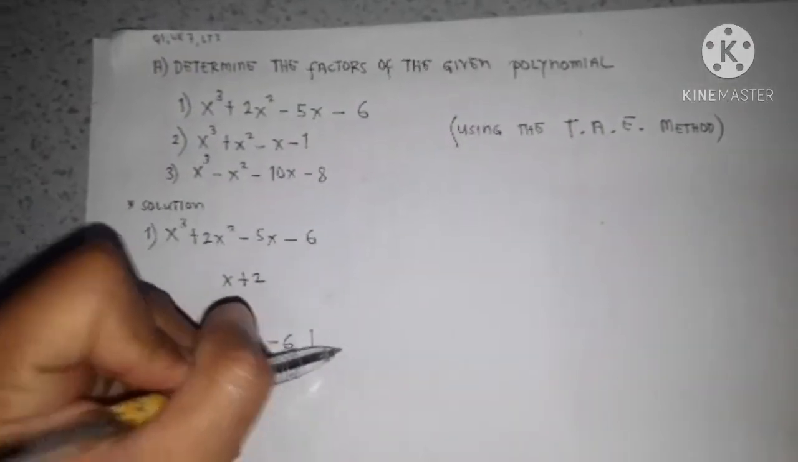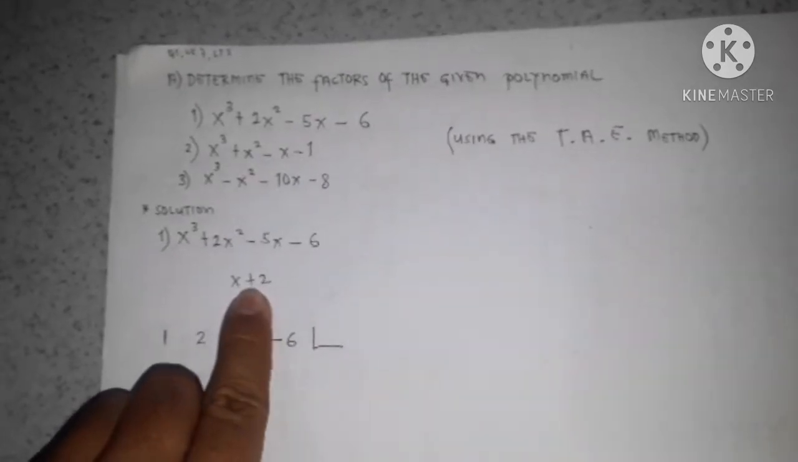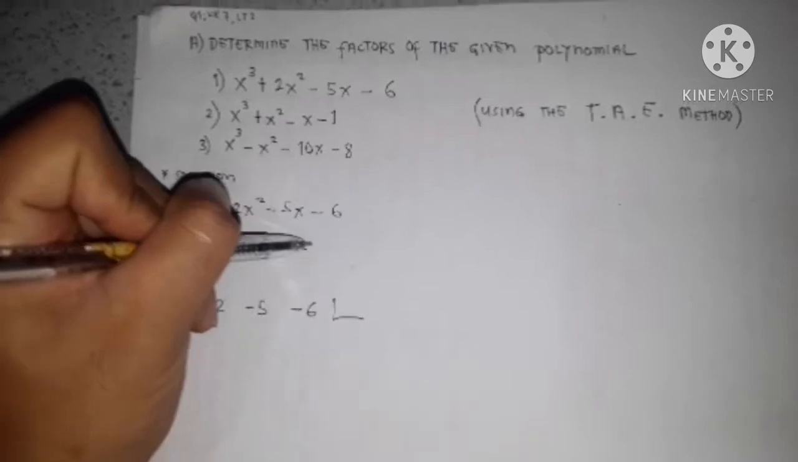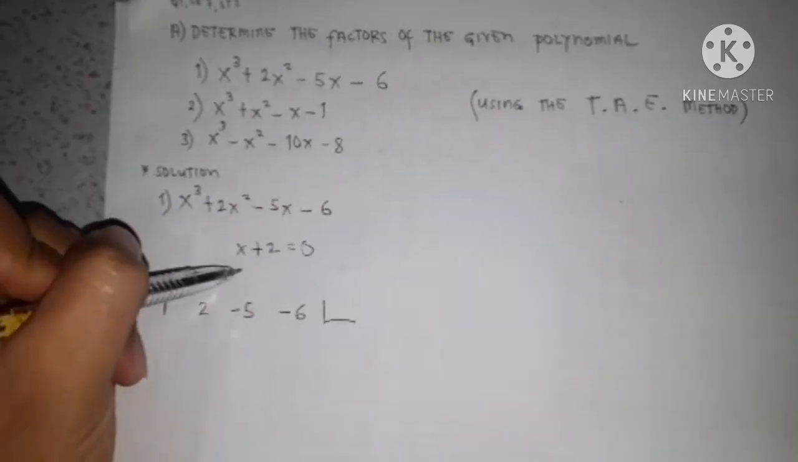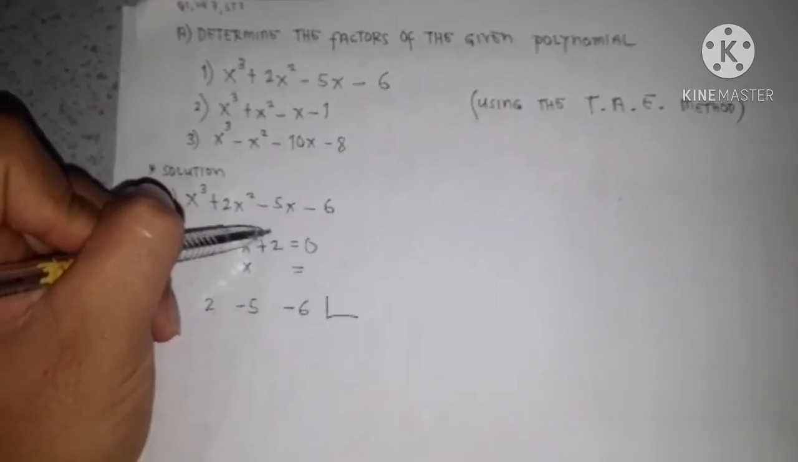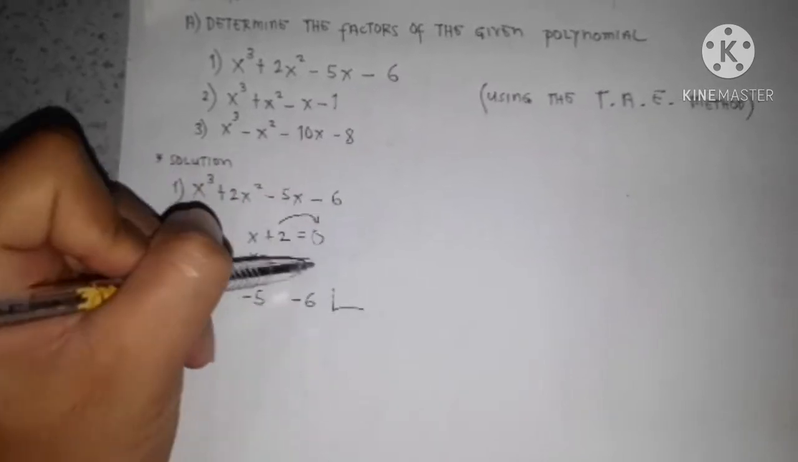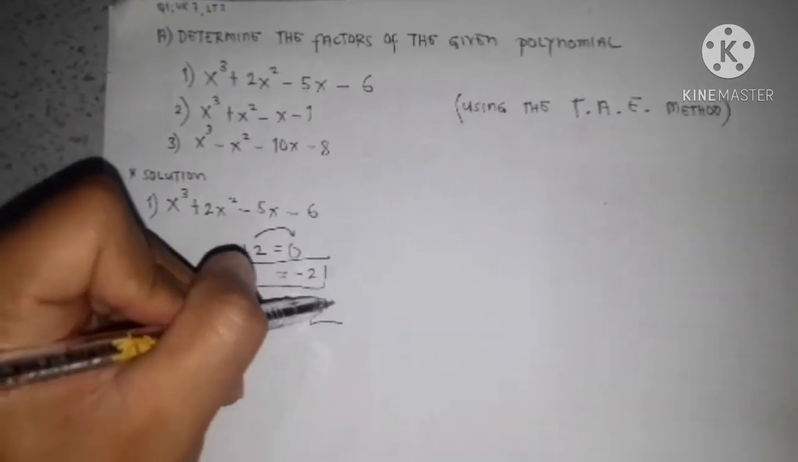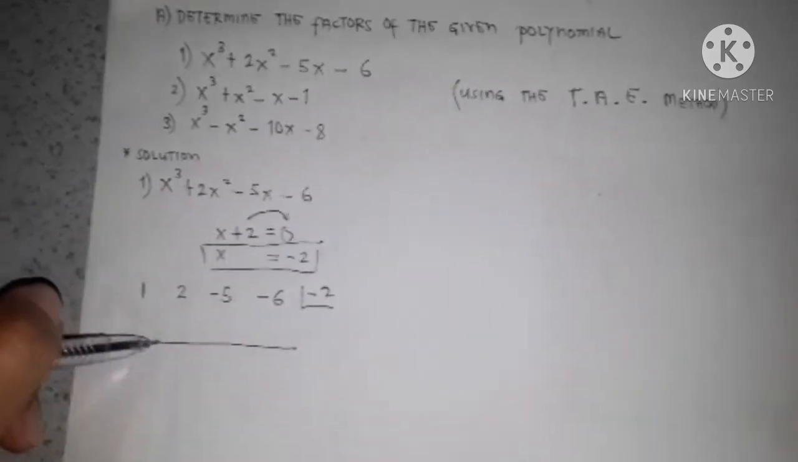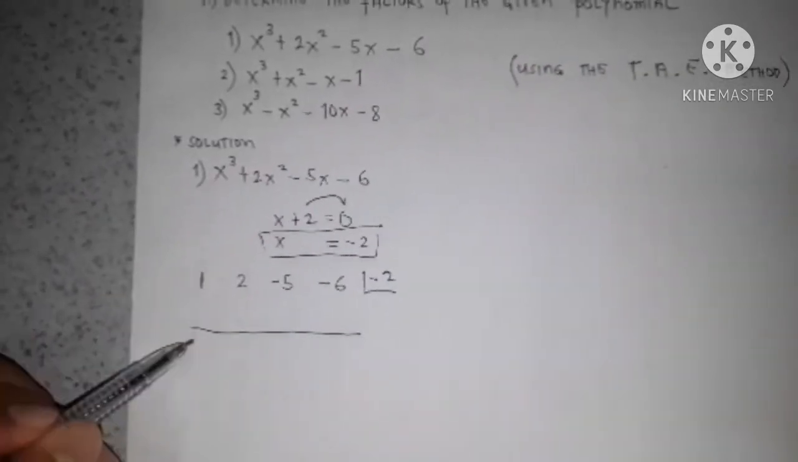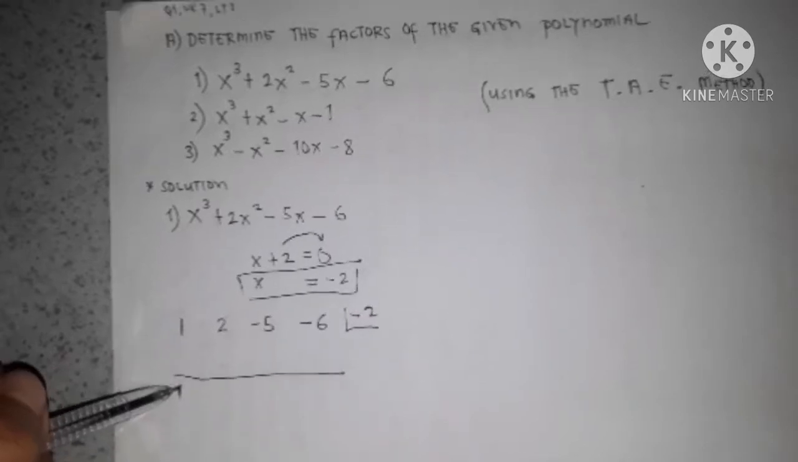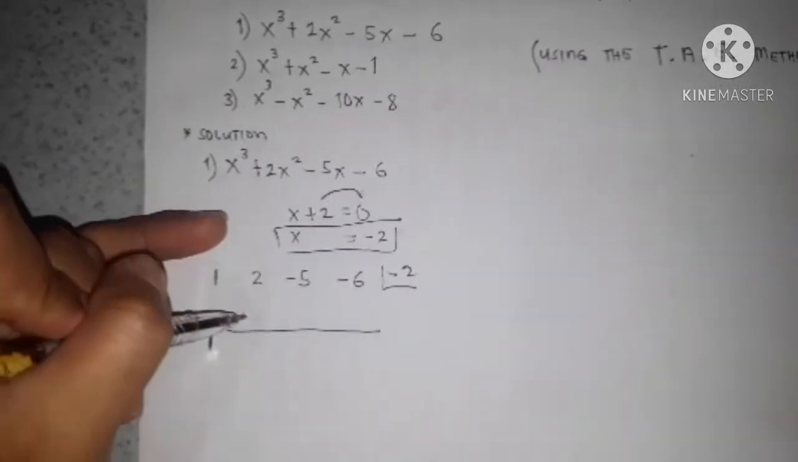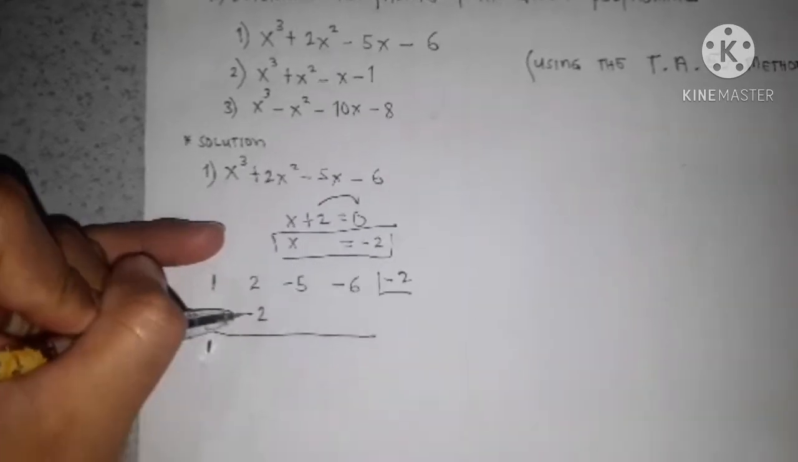And then, so, equate x plus 2 to 0. You have x plus 2 equals 0 and then find the value of x. You have x equals positive 2. Pag nilipat sa kabila, magiging negative. So, ang test 0 natin is negative 2. Perform synthetic division. You have bring down 1. And then positive 1 times negative 2. That is negative 2. Dito ang lagay ng sagot.